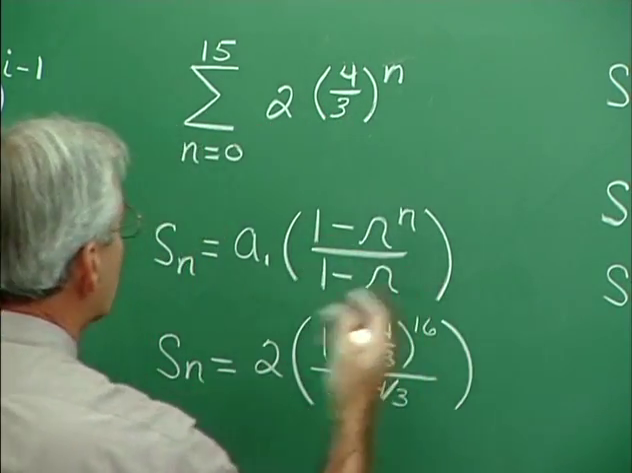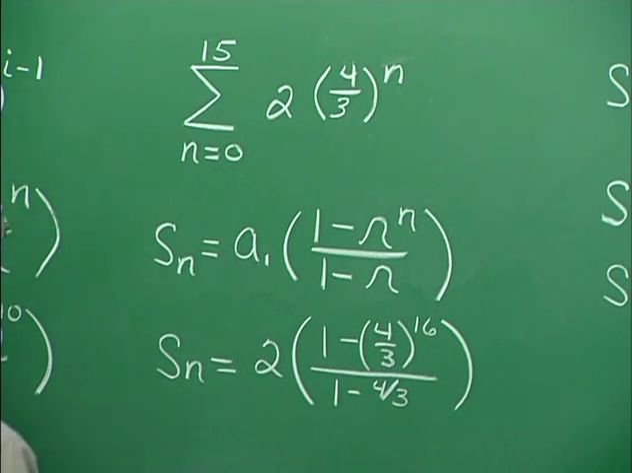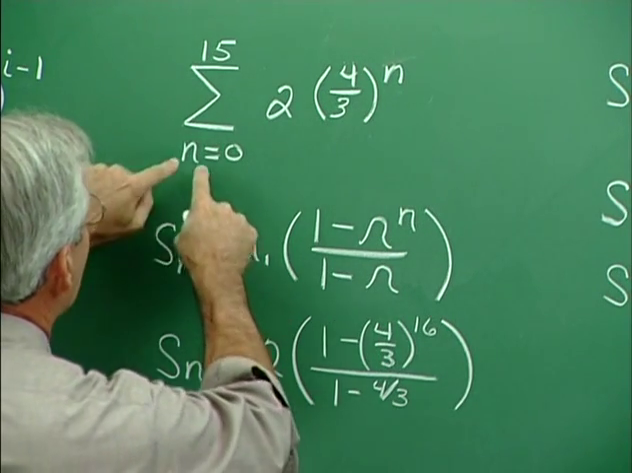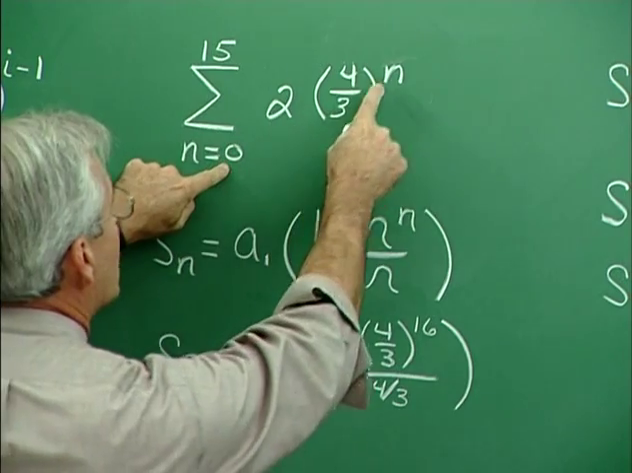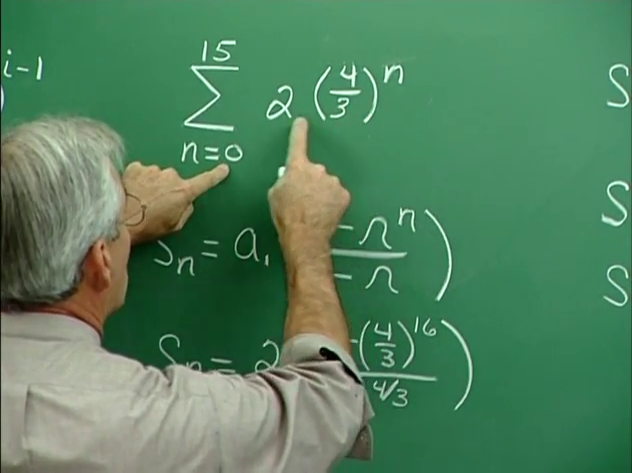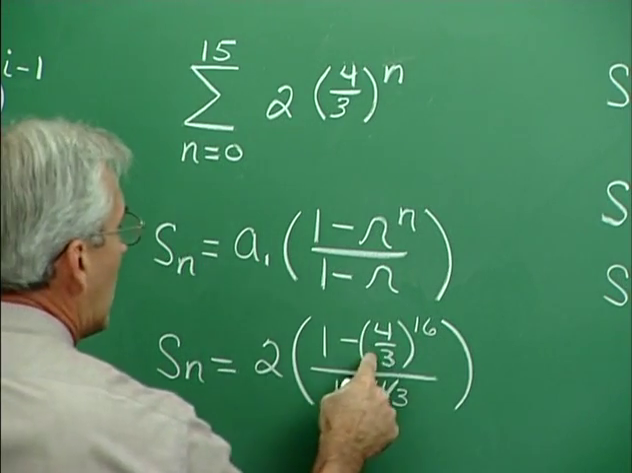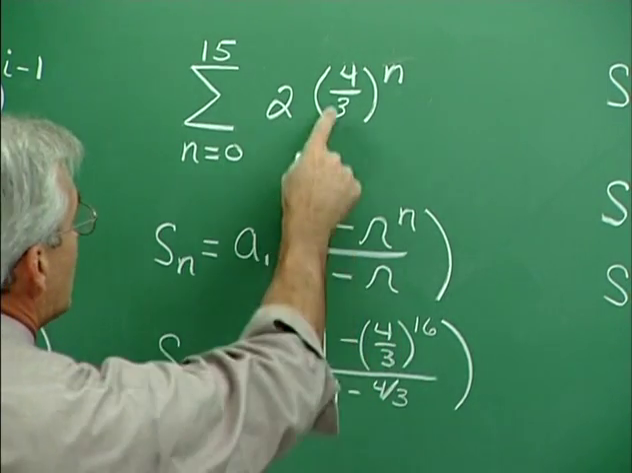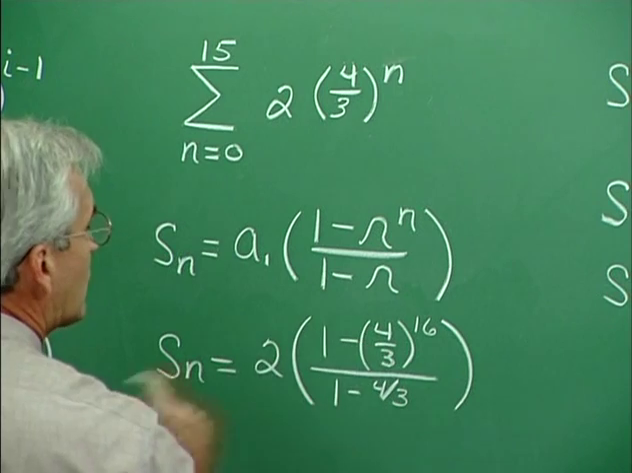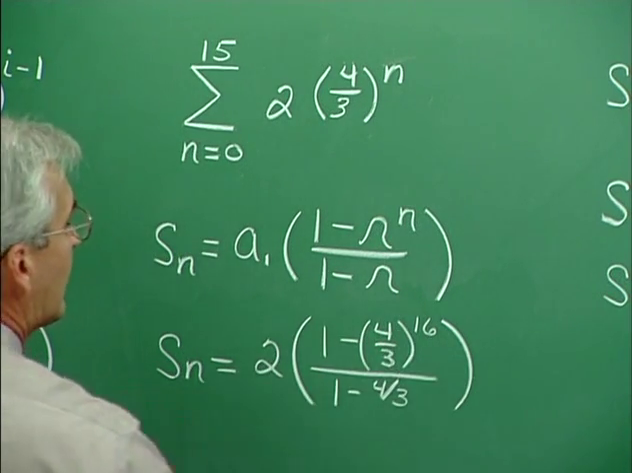So again, we jump right into our formula and replace within it. Now, a sub 1, when n is 0, you see we have 0 here, this becomes 1, we have simply 2 for a sub 1. 1 minus r to the n. Well, let's see. The common ratio is the base of the counting mechanism. That's 4/3.